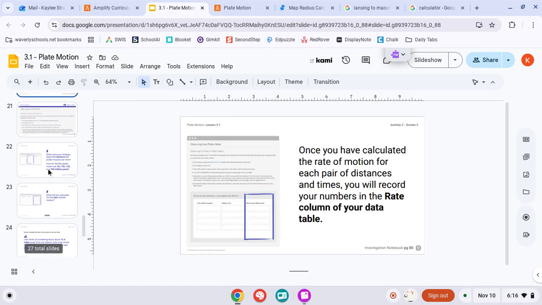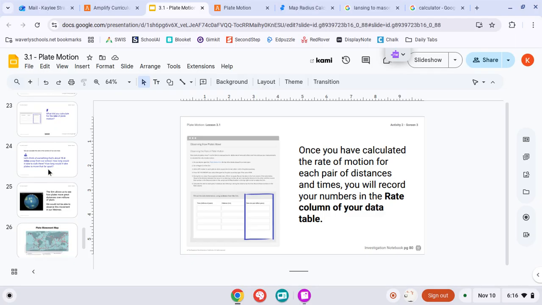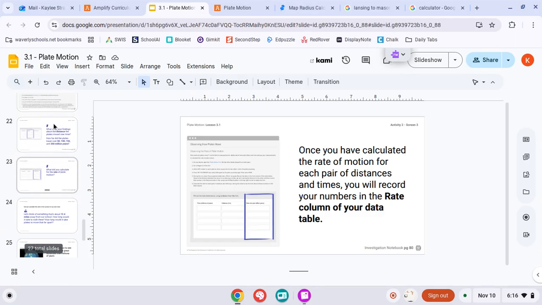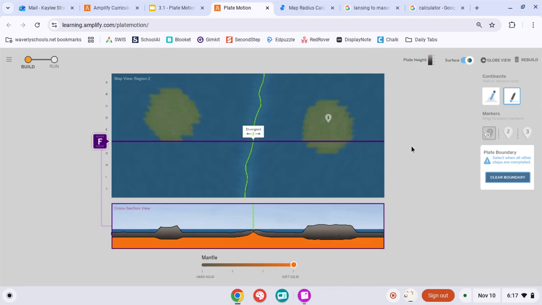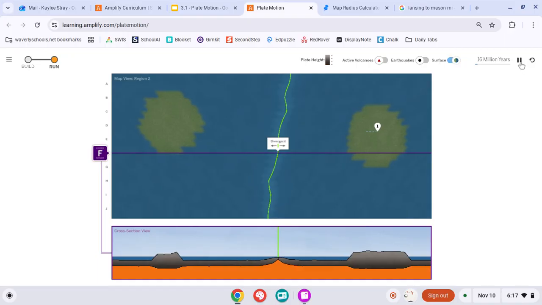So we're going to skip over using the table that it provides us on Amplify, but I am going to reset the simulation and clear everything. Then I do want you to do the math like I just did and tell me the answer that you get. So I'm going to click run and we're going to pause it at, let's do 100 million years.